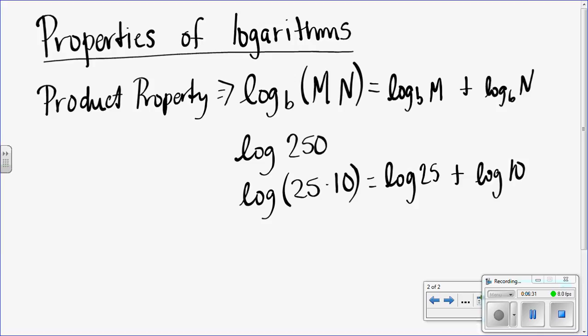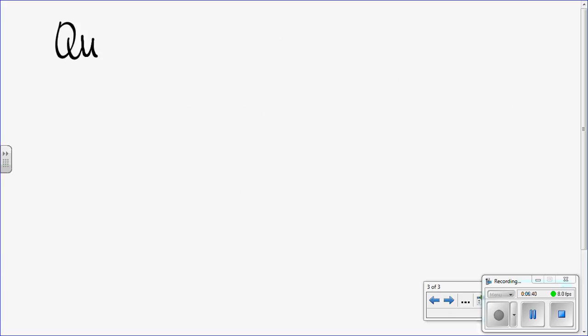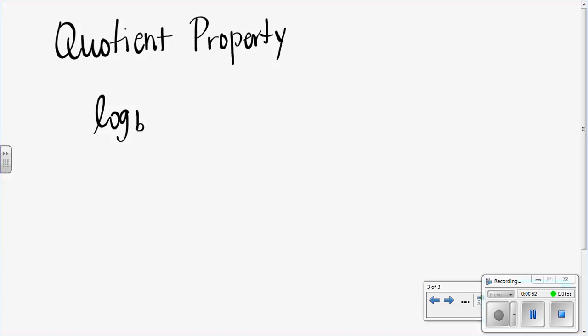Alright. We're going to do a quotient property. Alright, so if multiplication turns into addition, what do you think division is going to turn into? Yes, subtraction. That is correct.